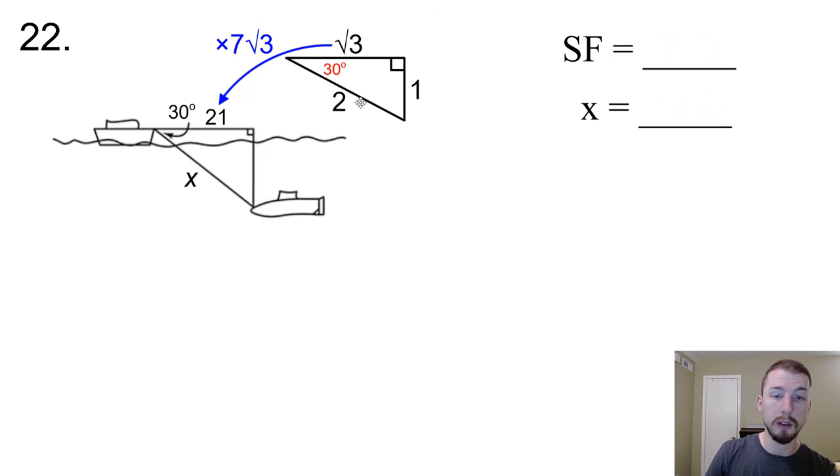So what's going to happen to the hypotenuse length of 2? Well, 2 times 7 radical 3 is now going to be 14 radical 3. So our scale factor is 7 rad 3, and x is going to be a length of 14 radical 3.